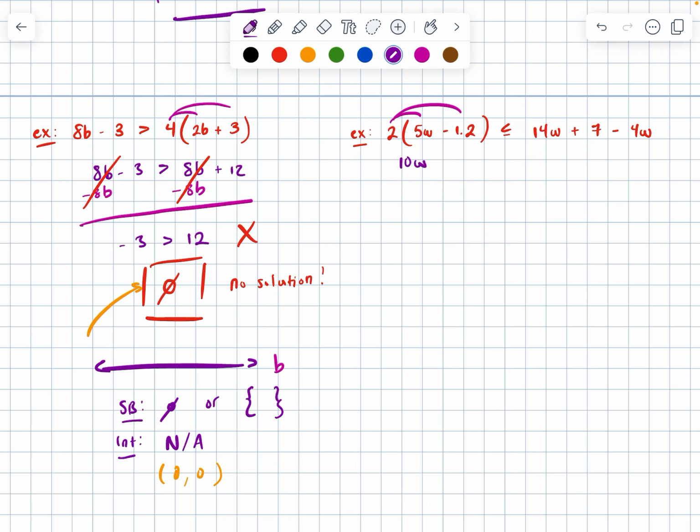2 times 5w gives me my 10w. 2 times negative 1.2 gives me negative 2.4, less than or equal to. On the right side, notice I've got some like terms I can combine. 14w minus 4w is 10w plus 7. Alarm bells, alarm bells, alarm bells. I see 10w on both sides.